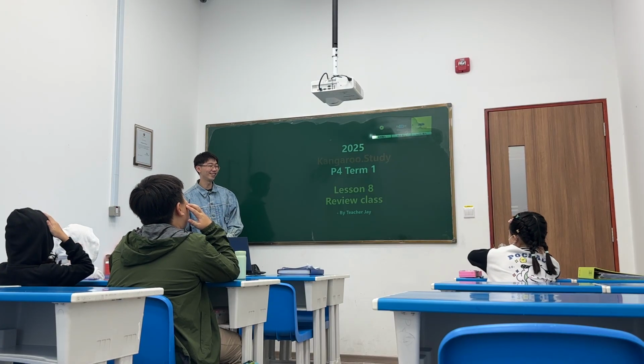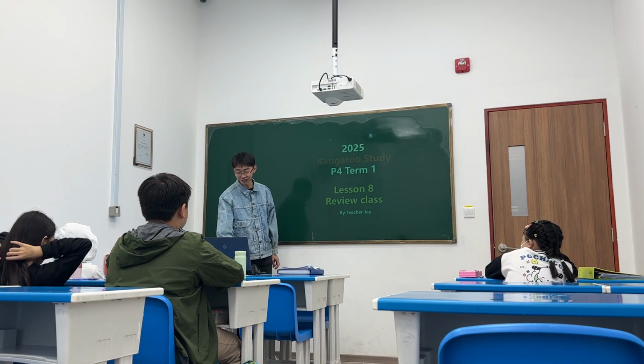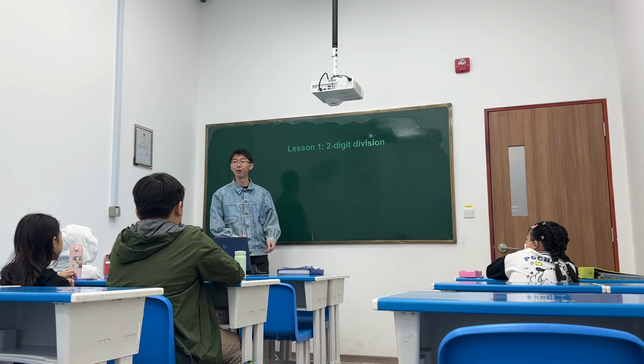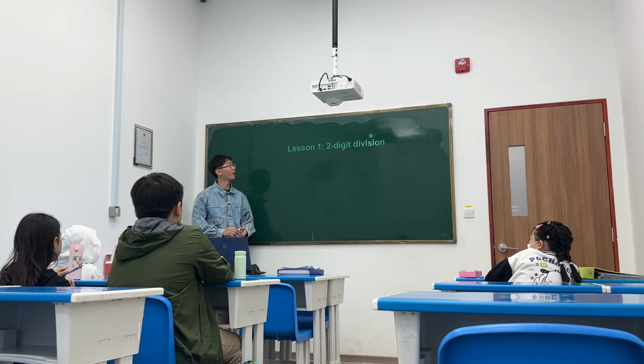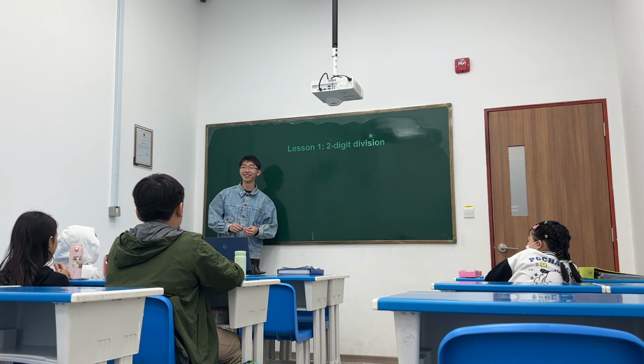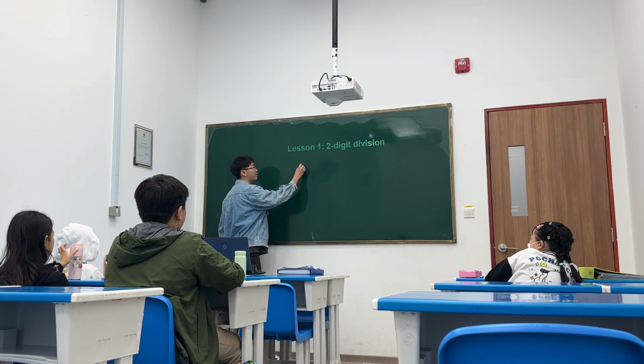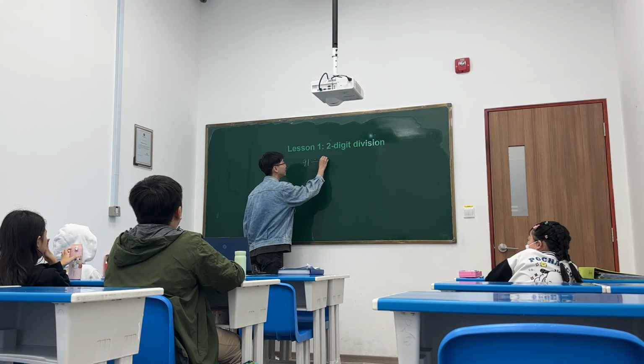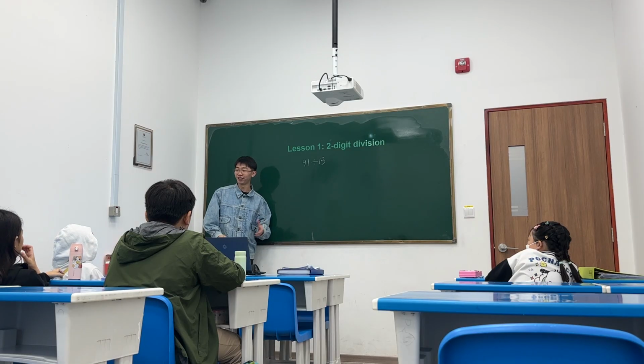Alright, so let's take a look at today's lesson. We're going to do a revision. First of all, let's think about in lesson 1 what have we learned. We learned about the 2D division, right? So let me give you an example. For example, for this 91 divided by 13, how would you solve this division?